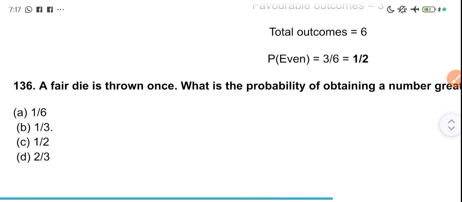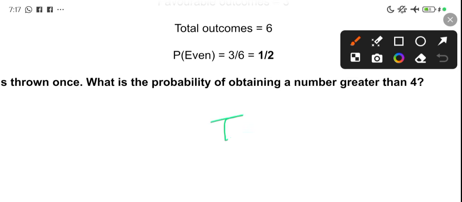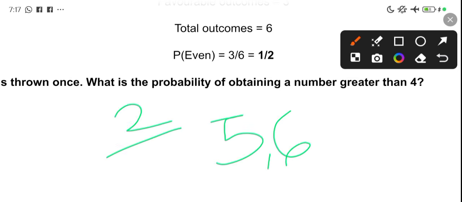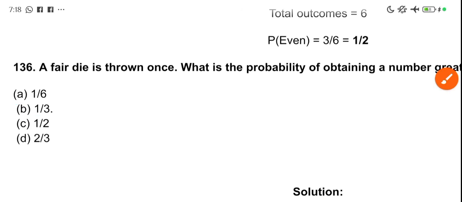A fair die is tossed. What is the probability of obtaining a number greater than 4? What are the numbers greater than 4? 5 and 6. That means it's 2 over 6. Okay, that gives us 1 over 3 as the answer. 1 over 3. These probability questions are very, very simple.